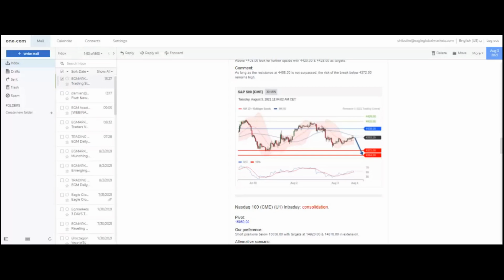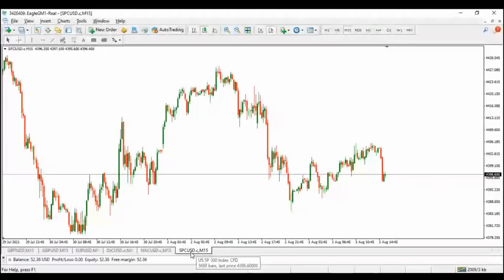Okay, S&P on MT4 is called SPC USD. You can find it under the CFD options. So I'm sharing my MT4 right now, so we can all see S&P on MT4. So this is S&P, SPC USD right here. Now, this is the 15 minutes time frame.